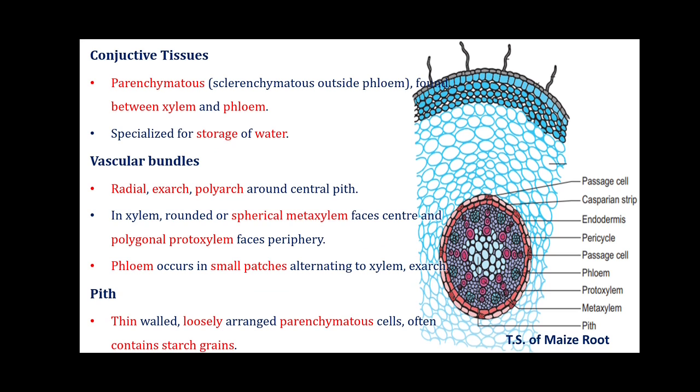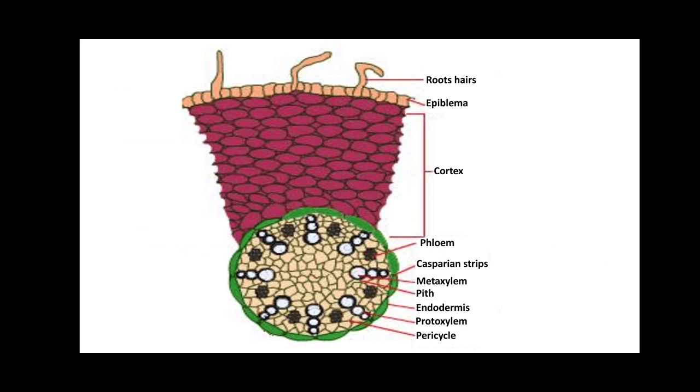Now vascular bundle is radial, exarch and polyarch. Radial means xylem and phloem are present on different radii. Exarch means protoxylem elements toward the periphery and metaxylem towards the center, and polyarch means many units of xylem arranged around the central pith. In xylem, rounded or spherical metaxylem faces center and polygonal protoxylem faces periphery. Phloem occurs in small patches. Pith is thin-walled, loosely arranged parenchymatous cells and often contains starch grains.